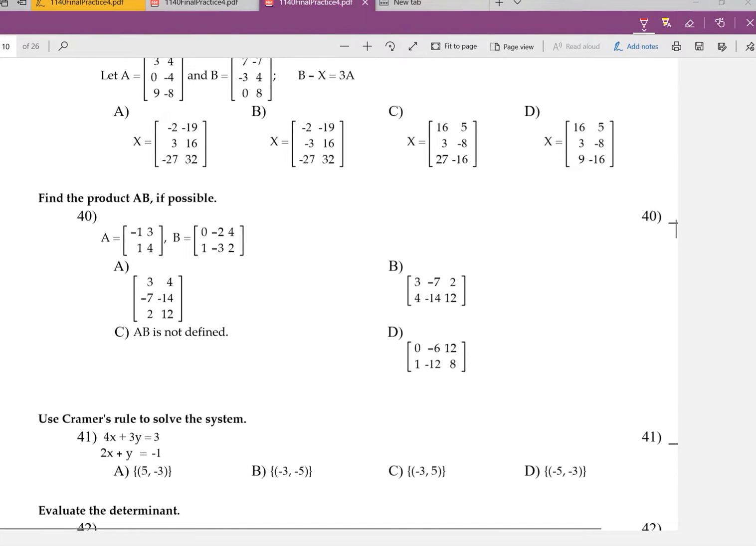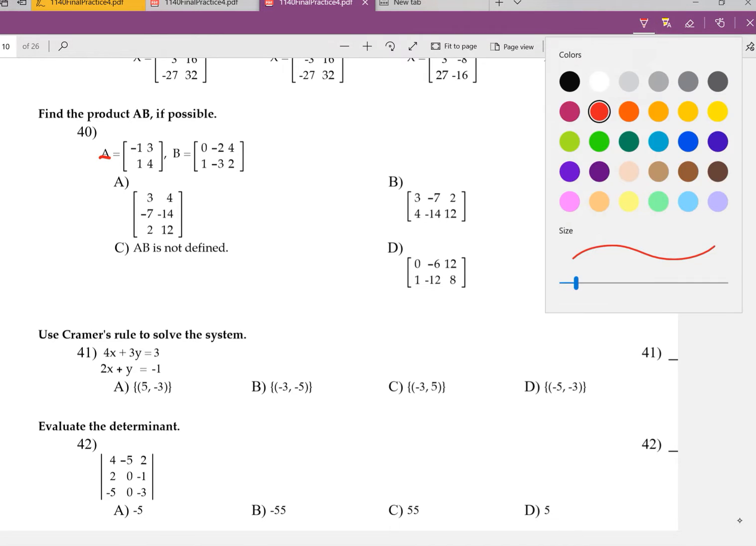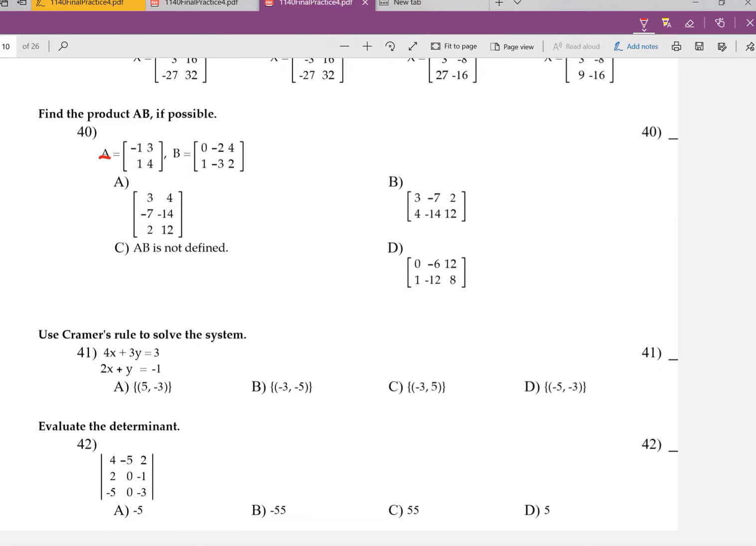So I'm going to go ahead and redo number 40 because I already had somebody ask me a question on number 40. My strategy is, since I'm multiplying this times this in that particular order, it's always A first in this case and then B, right?